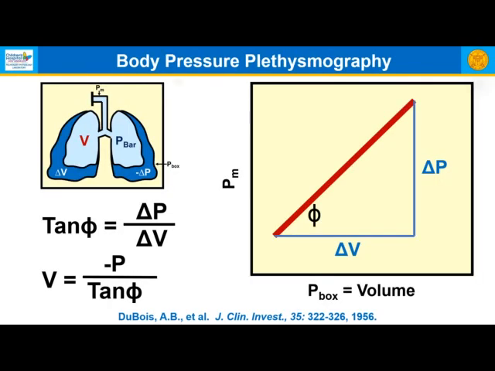So now, when the technician measures in the body box, this individual is panting in the body box, and we're going to plot mouth pressure against box pressure or volume, and you're going to get a slope. The tangent of this angle from trigonometry is opposite over adjacent, or delta P over delta V. That now goes in the denominator of the previous equation. So the volume equals minus atmospheric pressure over the tangent of this angle.